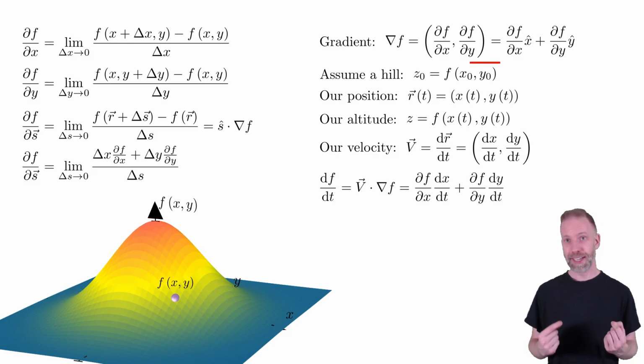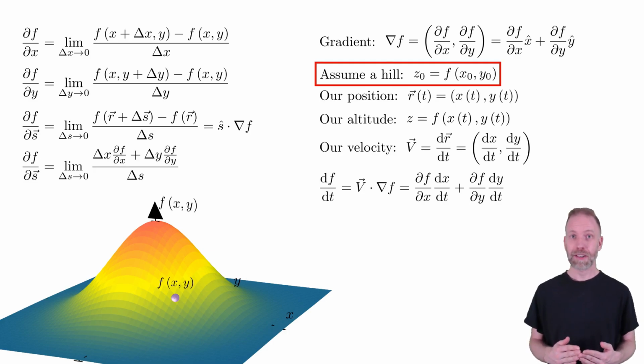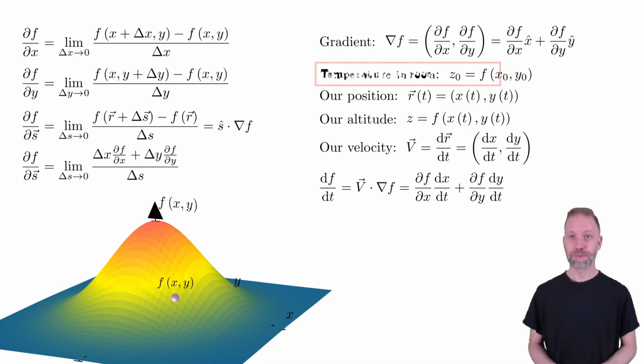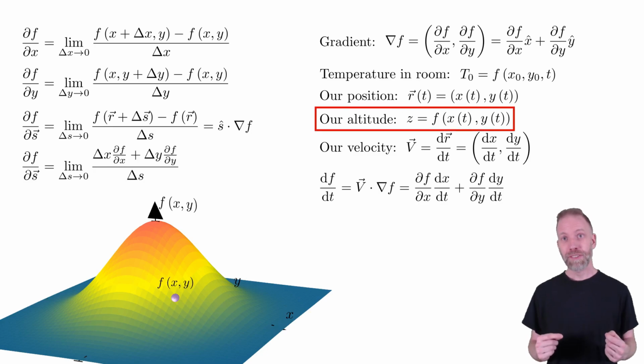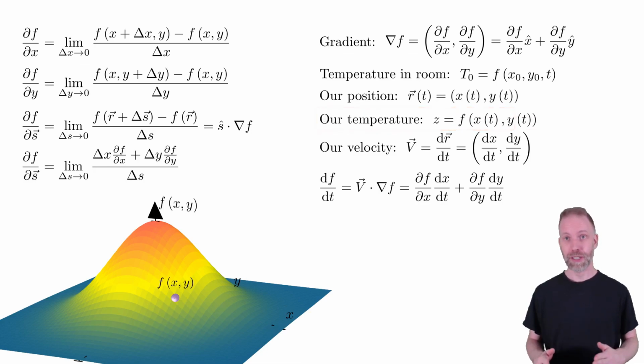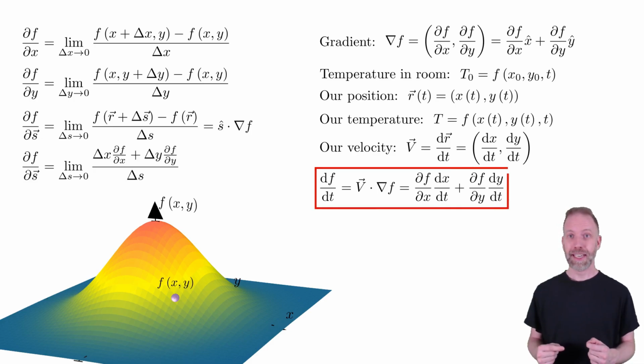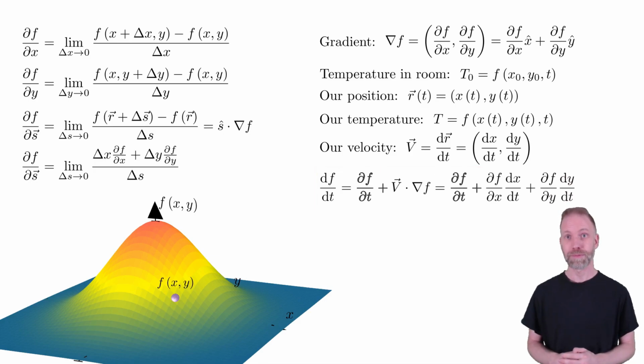To make the example more flexible, let us change from hill to let the figure represent the temperature. With the temperature, we can also consider that the temperature could change with time. Instead of our altitude, we now consider the temperature at our current position. We also need to add in the partial derivative with respect to time, as the function f now is time dependent. Now we have our final expression for the total derivative with respect to time, and we can visually illustrate this.